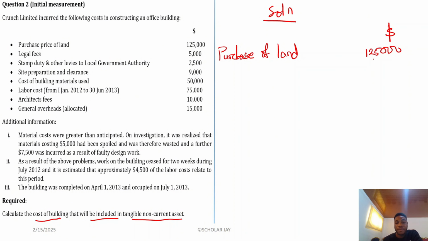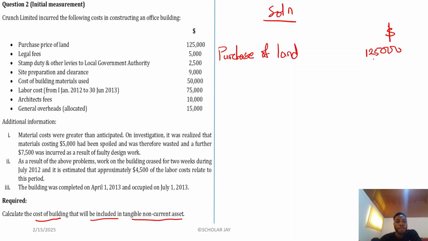Site preparation and clearance. I've explained it in question 1. So obviously, site preparation and clearance is a directly attributable cost. Cost of building materials used, that is a directly attributable cost. Labor cost. The labor cost is set from 1st January 2012 to 3rd June 2013, and the cost is 75,000, right? That is approximately 18 months. Then we have architect fees. Architect fees is 10,000. That's a professional fee.